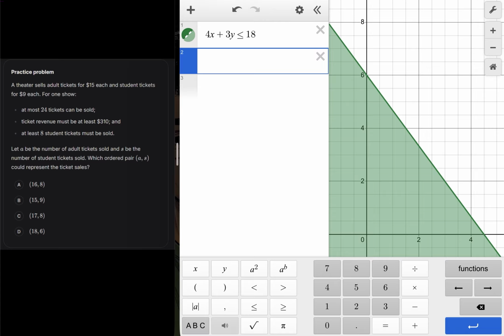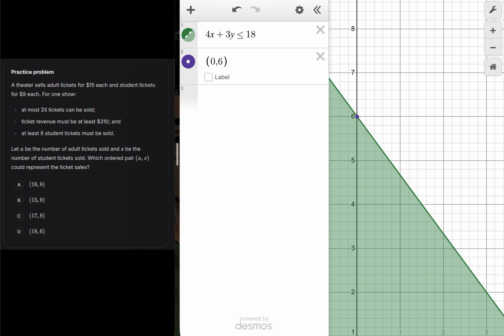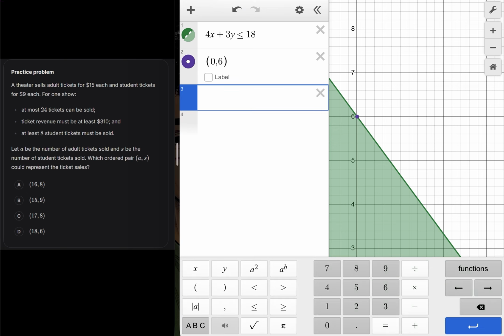All you do is plot these points. Again, this is something I showed you earlier. For example, the point 0 comma 6 lies on the line, and equality is allowed. So therefore 0 comma 6 is a valid point.